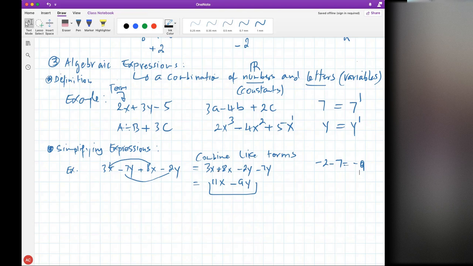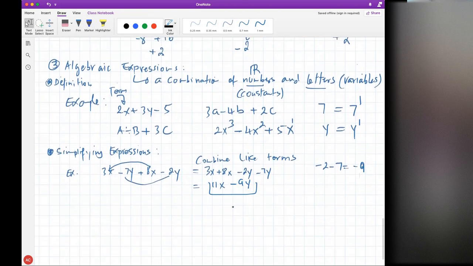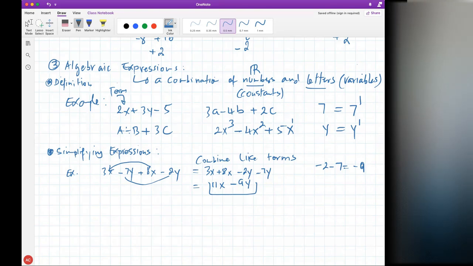Okay, so we combined those two. Let's see another one. Does that make sense, everybody? Any questions about this problem here? Everyone? If not, please let me know. Okay.